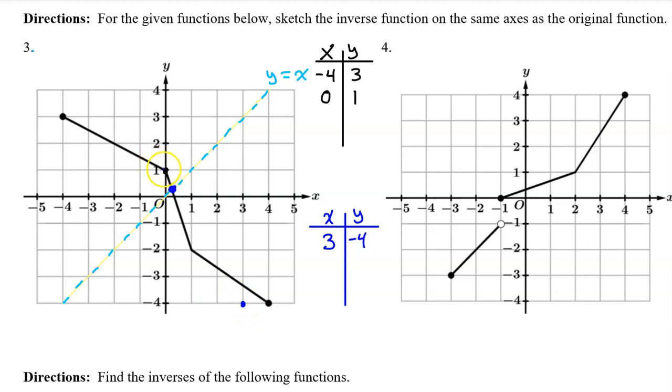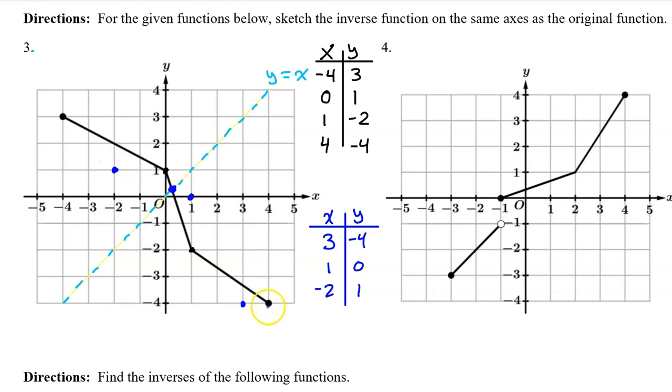Another key point on the original graph is the point (0, 1). This will correspond to the point (1, 0) on the inverse graph. So that's going to be right here. The next key point on the original graph is the point (1, -2). This will correspond to the point (-2, 1) on the inverse graph. So that will be right here.